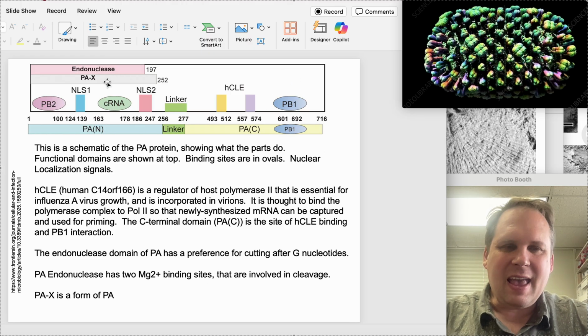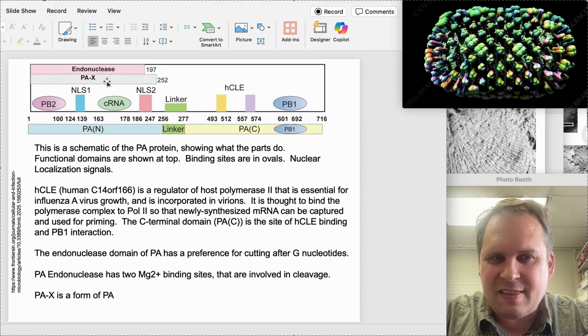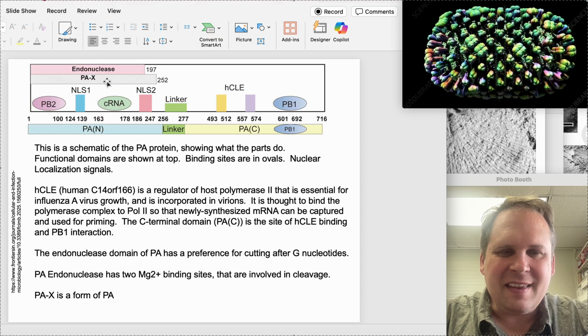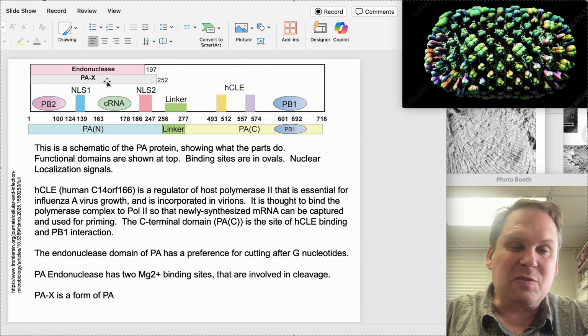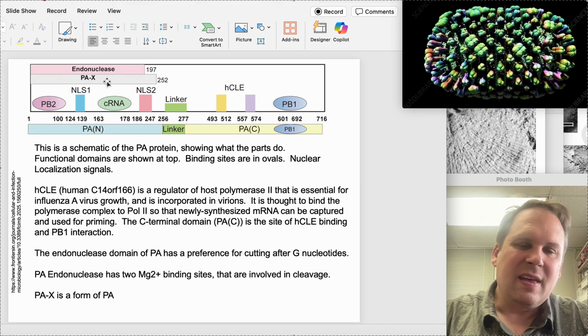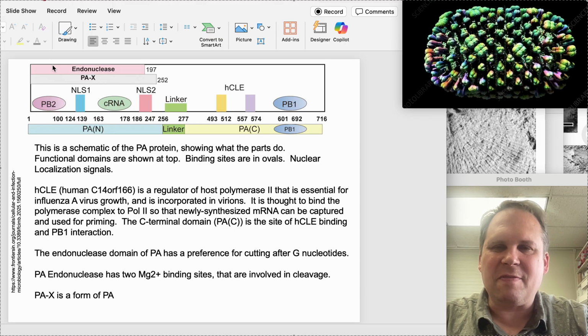So what PAX is thought to do is it just runs around the nucleus, and anywhere anything is being translated, or anything is being transcribed, it can bind to polymerase 2 and destroy messenger RNAs. So it's just going to go around destroying messenger RNAs that are not coming from itself. Now, the virus messenger RNAs are going to be packaged up, and they are going to be able to escape this fate.